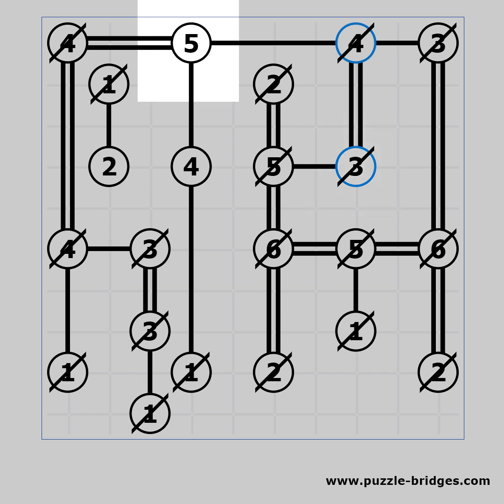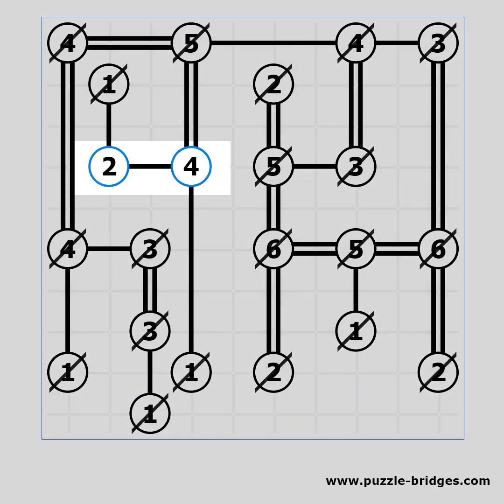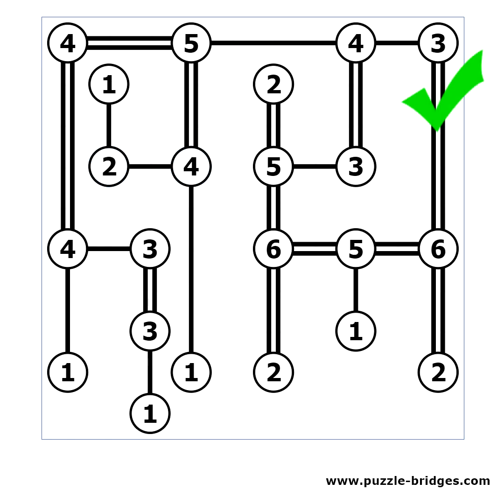We need 1 more bridge for this 5. Down is the only direction. And finally we should connect the 2 and the 4. The puzzle is solved.